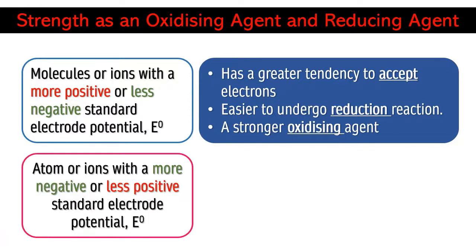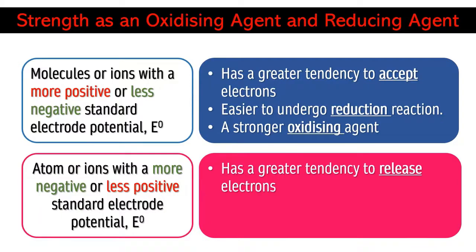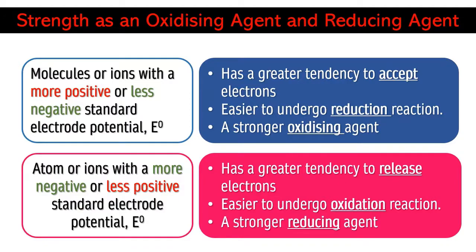While if the atoms or ions have a more negative or less positive standard electrode potential or E0 value, this substance has a greater tendency to release electrons and undergo oxidation reaction. This substance is a stronger reducing agent. I believe the atoms or ions with these properties are situated above in the standard electrode potential series.